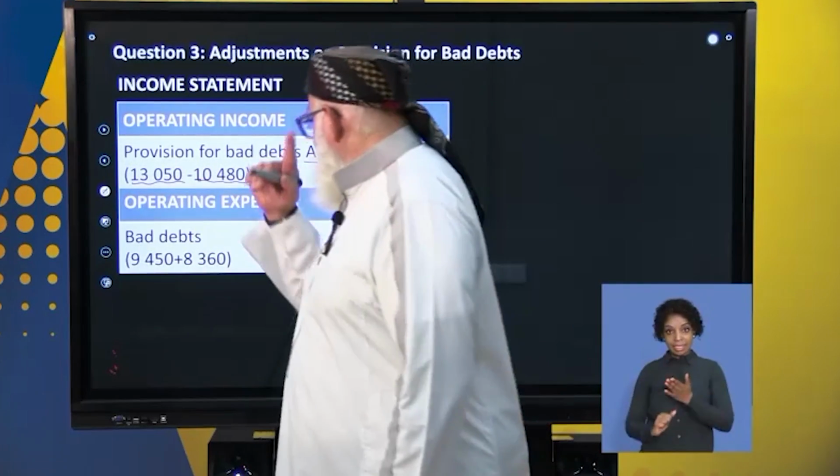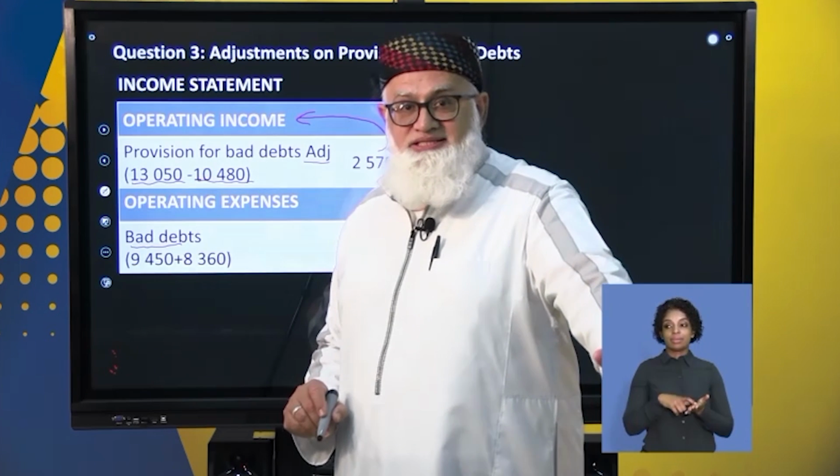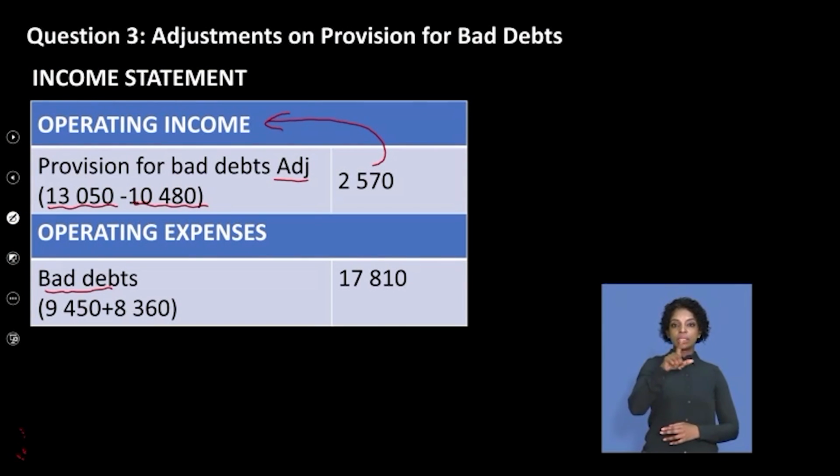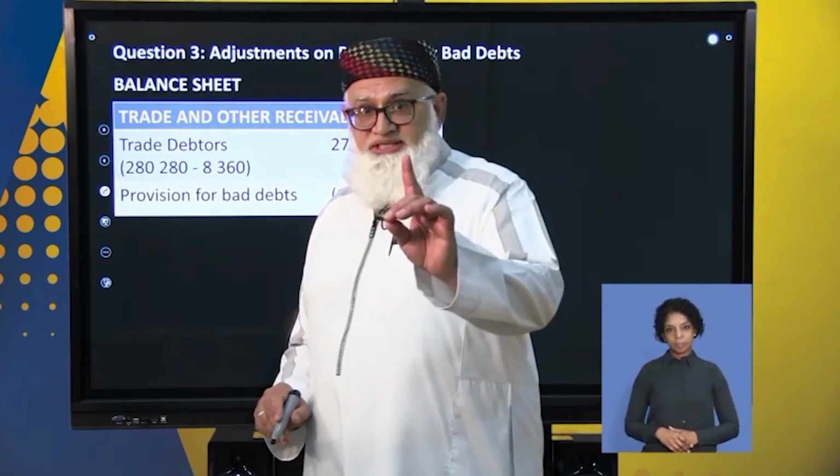Okay, then if you look at your bad debts, remember the 9,450 was given to you in your trial balance. Your further bad debt of 8,360 was the further bad debt that you wrote off, add the two. That operation is important to give you your final bad debts figure of 17,810. Okay, now in terms of the balance sheet, remember what we said.